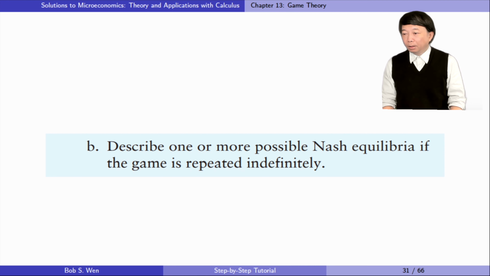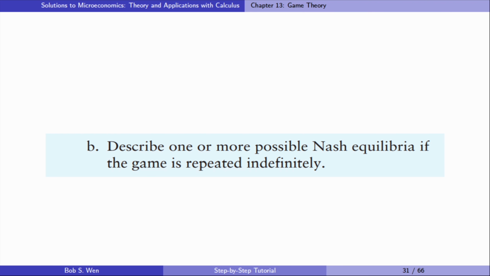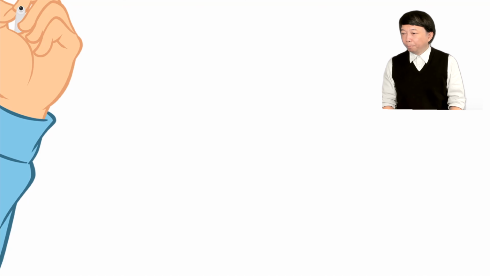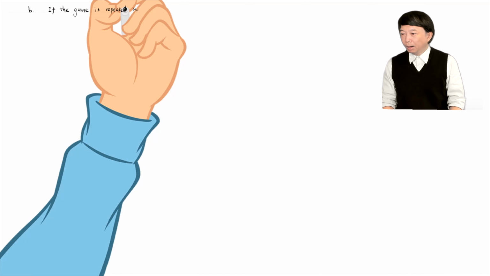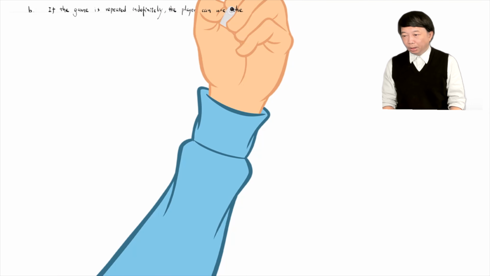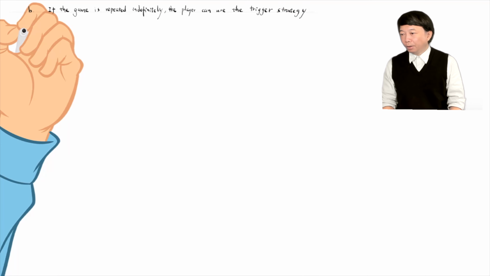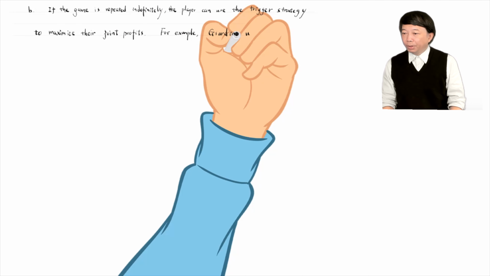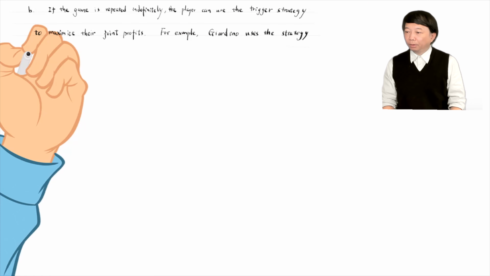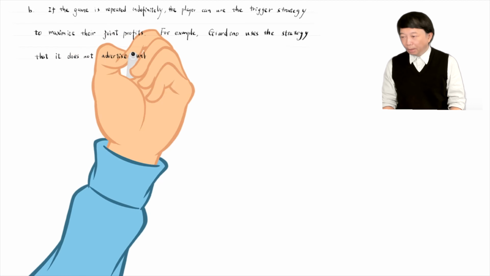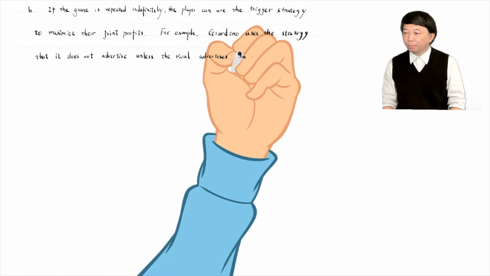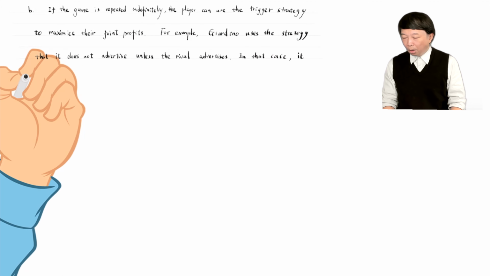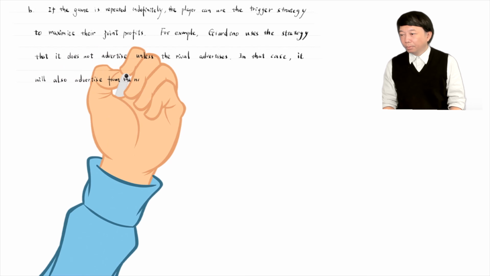In Part B, describe one or more possible Nash equilibria if the game is repeated indefinitely. If the game is repeated indefinitely, the player can use the trigger strategy to maximize their joint profits. For example, a player uses the trigger strategy that it does not advertise unless its rival advertises. In that case, it will also advertise from the next period.